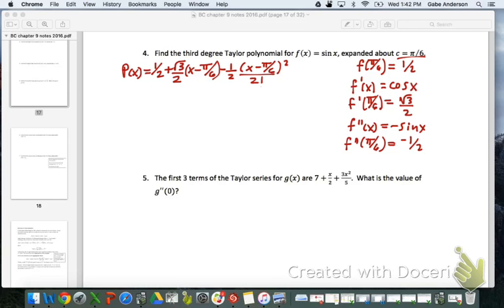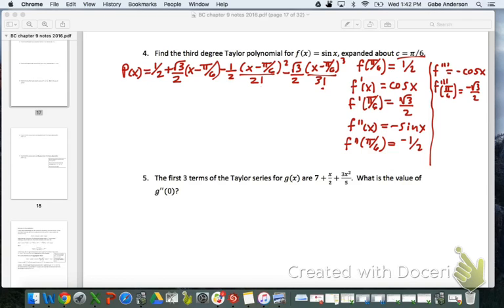And then our final term here, we're going to third degree, so our final term we're going to need f triple prime. So f triple prime of x is equal to negative cosine of x, and so f triple prime of pi over 6 is equal to negative root 3 over 2. So my final term would be minus root 3 over 2 times x minus pi over 6 to the third over 3 factorial.